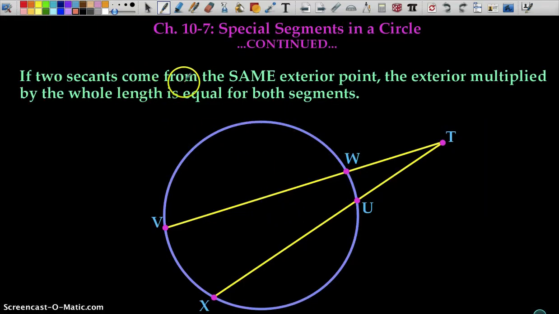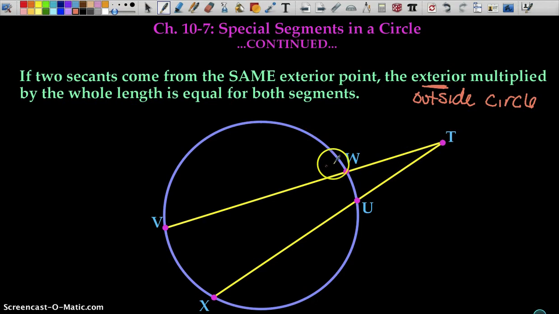Alright, now two secants coming from the same exterior point. So you'll notice this point out here is their exterior point. It's going through the circle, touching twice. The only reason I didn't extend it is because we're talking about just these segments, okay? Now this one gets a little bit confusing, and it's more that you forget, not so much that you can't understand, but it is the exterior, which means outside the circle. Okay, so the exterior is the outside portion of the segment. Okay, so outside the circle, multiplied by the whole length.